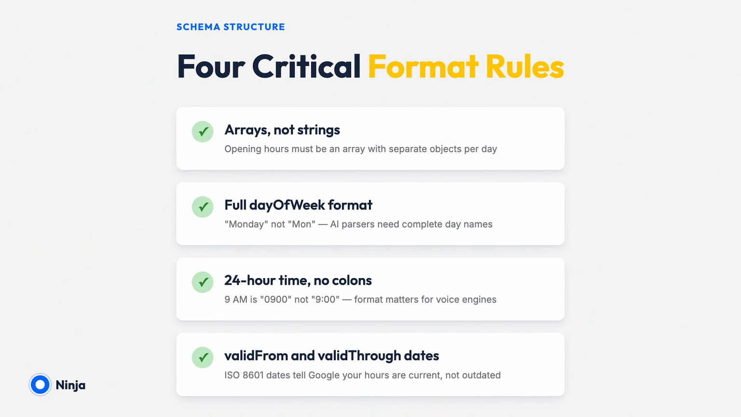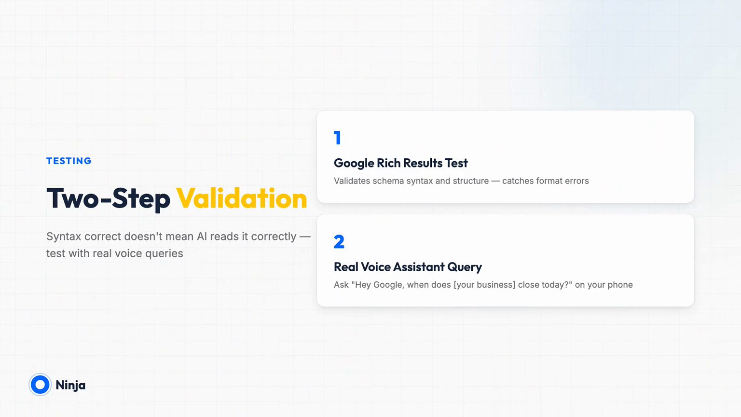Testing this is straightforward. Google's rich results test will validate your schema syntax. But syntax valid doesn't mean AI reads it correctly. Use Google Assistant on your phone and ask when your business closes today. If it gets it wrong, your schema isn't structured the way the voice engine expects.